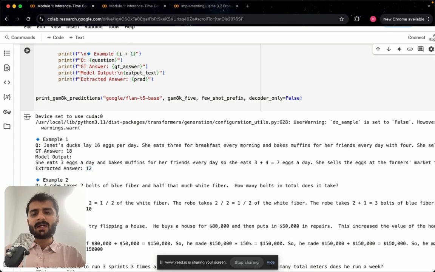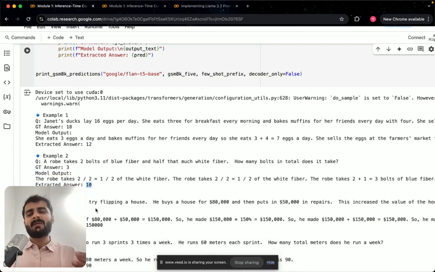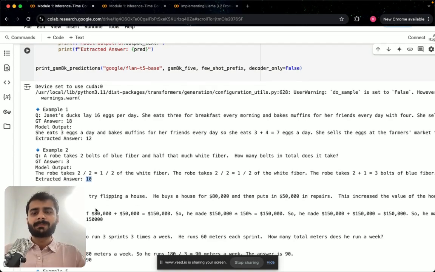Similarly, in example 2, the correct answer is 3, but our model gives 10. You can see all of these are very practical examples which require some sort of arithmetic reasoning. And we have compared the actual answer with the answer which our model is giving in this output.